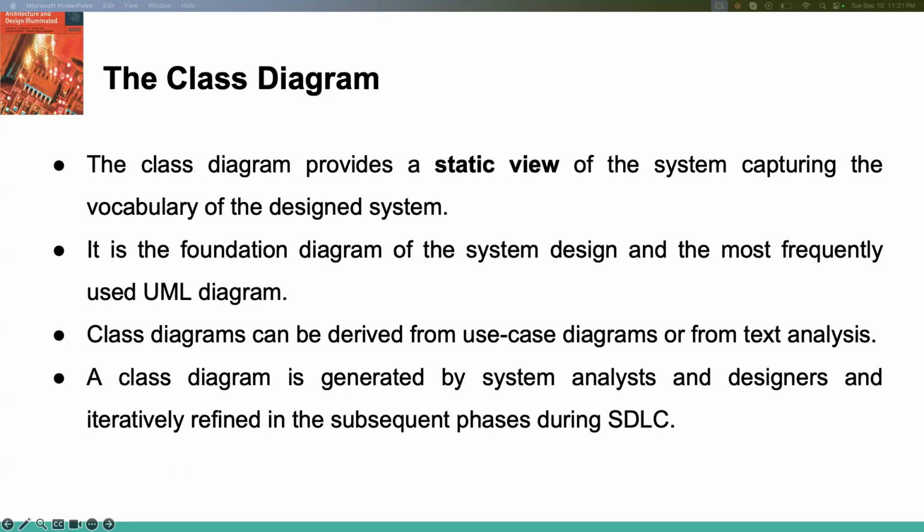A class diagram provides a static view of the system and captures the vocabulary of the system being designed. It's the foundation diagram in system design and one of the most frequently used UML diagrams. Class diagrams can be created by analyzing use case diagrams or through text analysis to identify key objects and their relationships. Class diagrams are initially generated by system analysts and designers. They are refined iteratively throughout the different phases of the software development lifecycle, helping to further define and clarify the system structure.